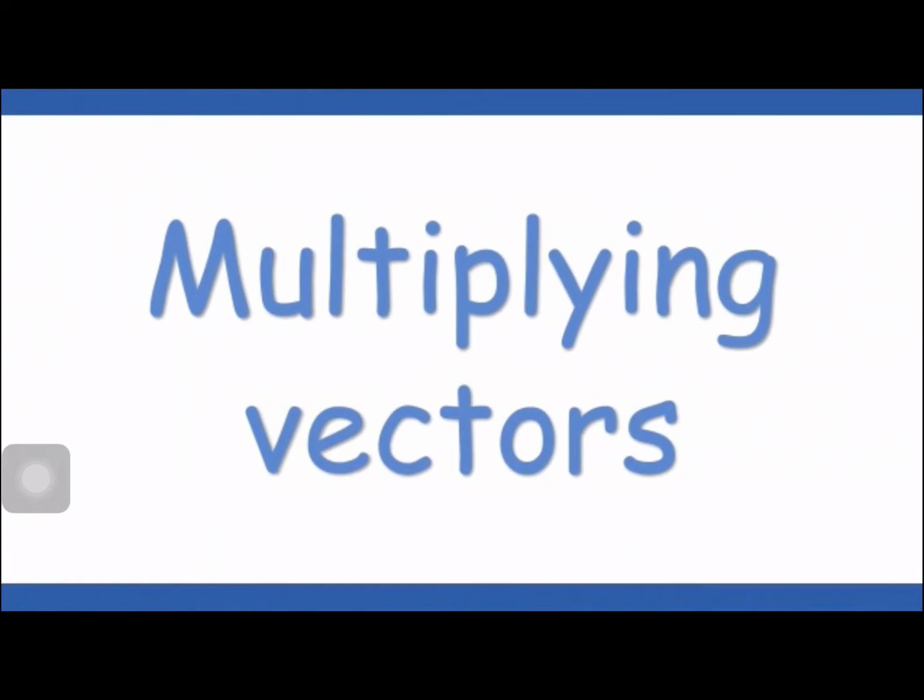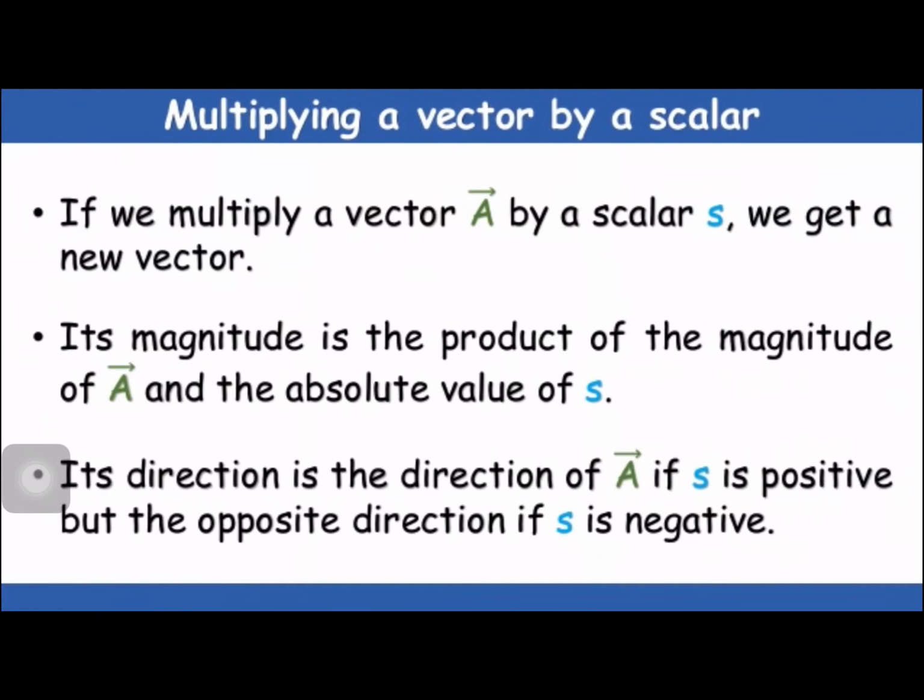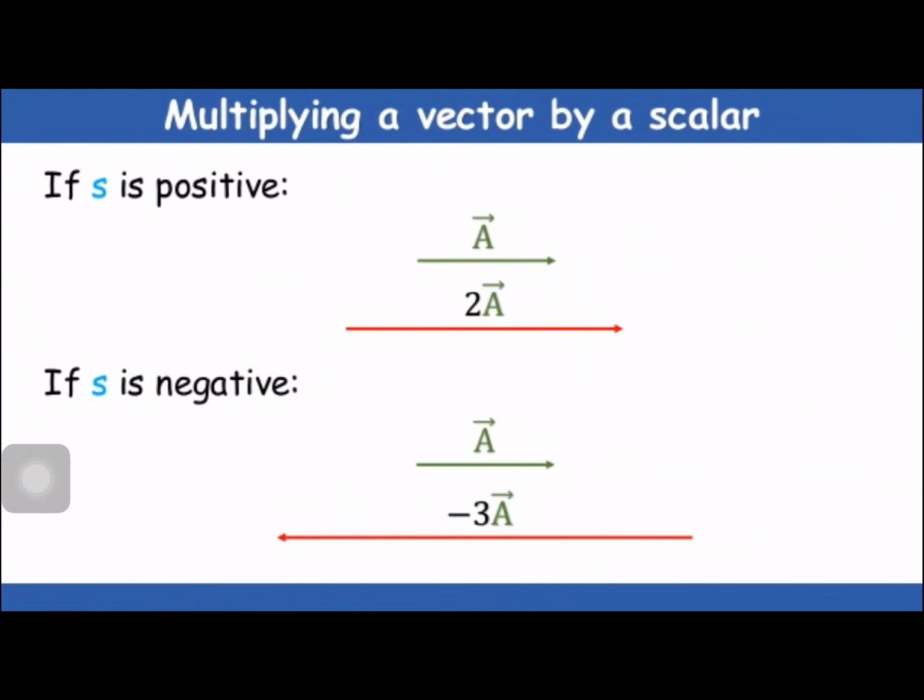And then multiplication: when we multiply a vector A by a scalar S, we get a new vector whose magnitude is the product of the magnitude of vector A and the absolute value of S. For example, if S is positive, both vectors are in the same direction. If S is negative, it is in the opposite direction.